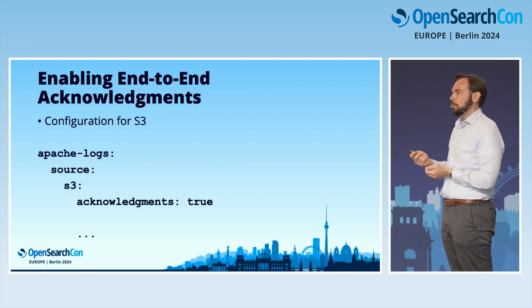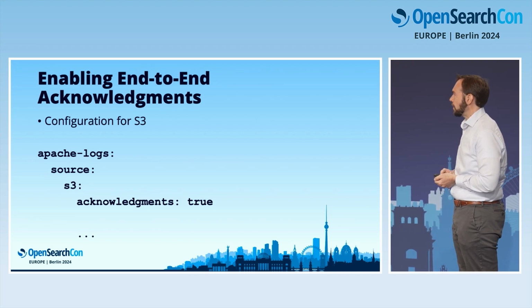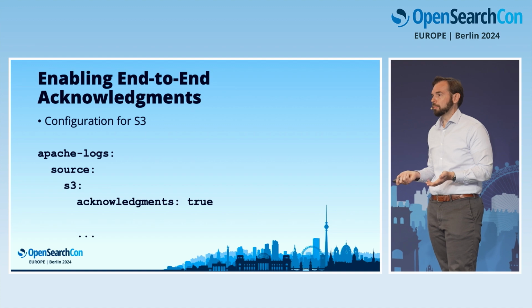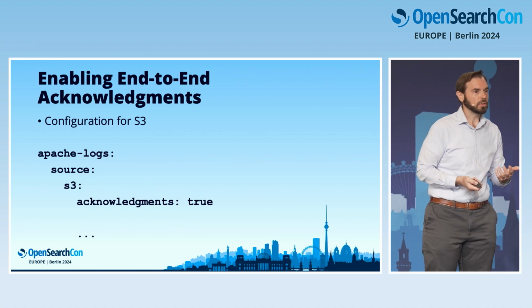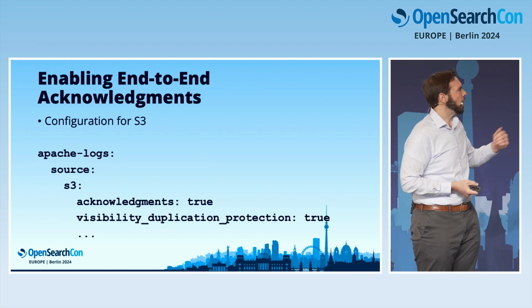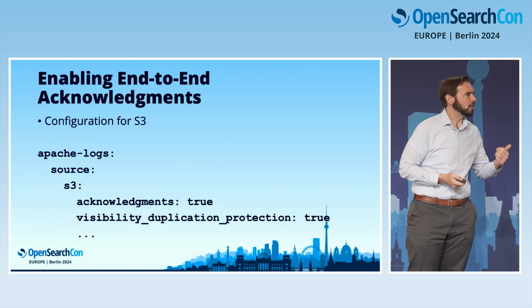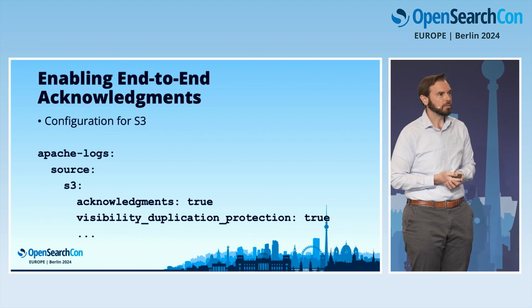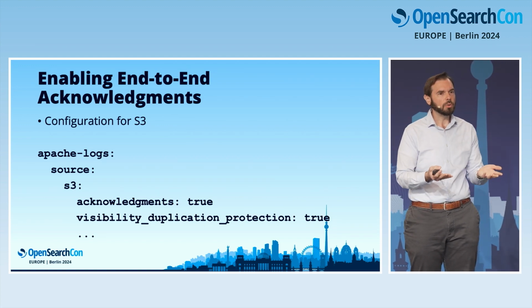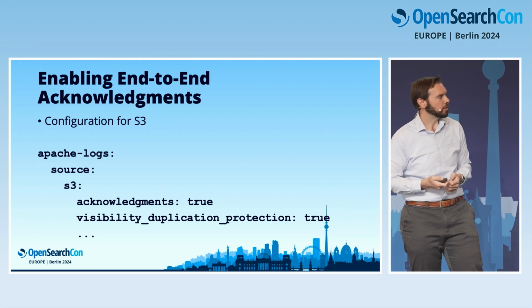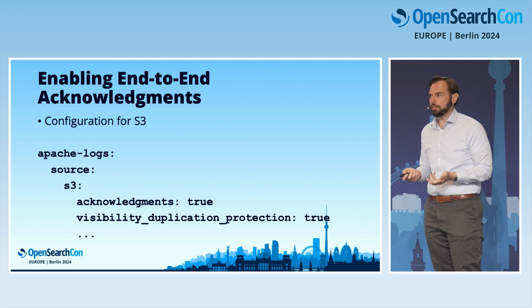Using end-to-end acknowledgements with Data Prepper is really easy because the maintainers did the work for you. And so all you have to do when using one of these sources is set this flag, acknowledgements to true. And once you do that, Data Prepper's internal end-to-end acknowledgements will turn on for you. Also, if you happen to be using the S3 source, we recommend this visibility duplication protection flag. We found that if you use this, this helps you not have to tune your visibility timeout and prevent duplicate messages from coming through.